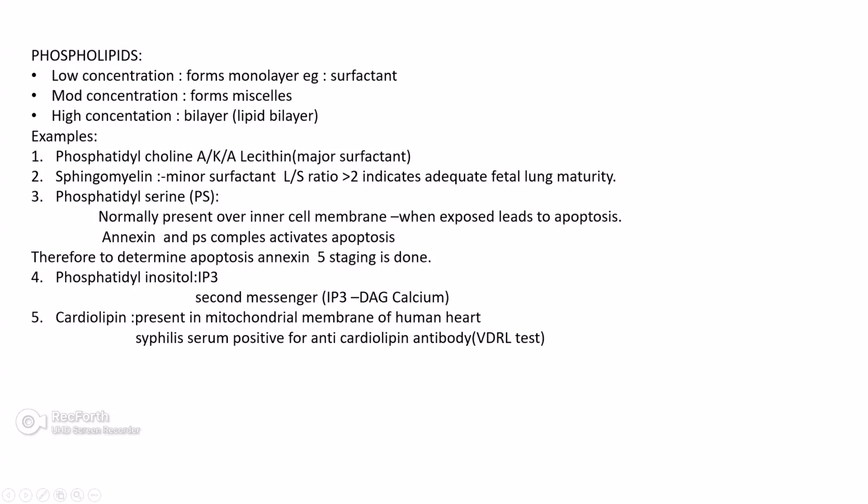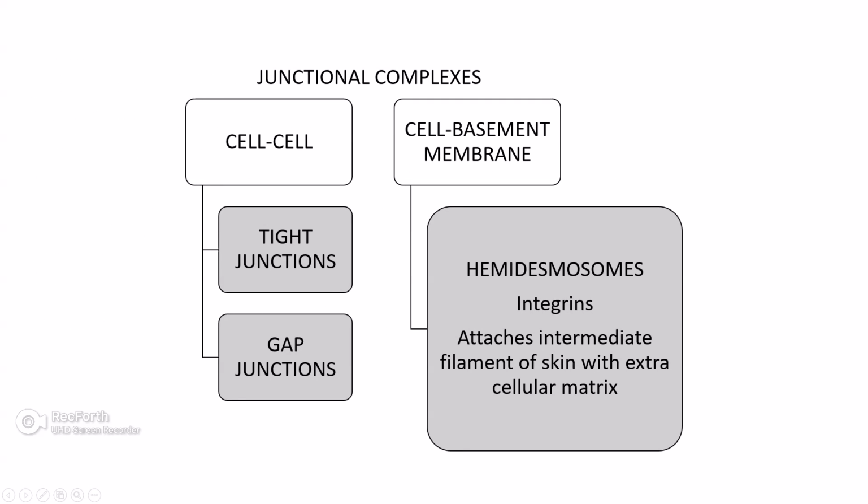Phosphatidylserine is normally present over inner cell membrane, but when exposed, it leads to apoptosis. Annexin 5 and phosphatidylserine complex activates apoptosis. Therefore, to determine apoptosis, annexin 5 staining is done. Phosphatidylinositol is IP3. It acts as a second messenger, IP3 raises calcium. Cardiolipin is present in mitochondrial membrane of human heart. In syphilis, we test for anticardiolipin antibody, the VDRL test.